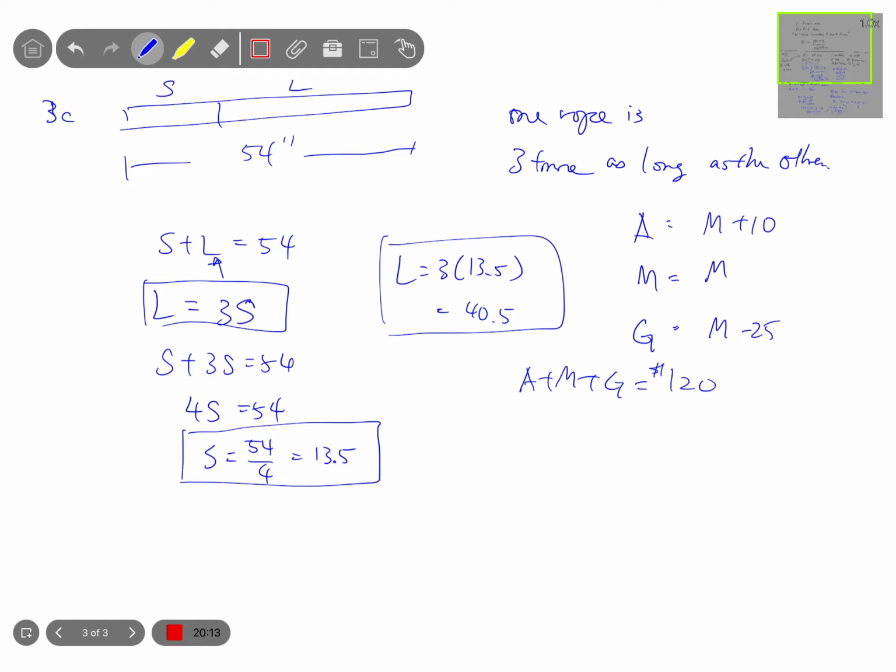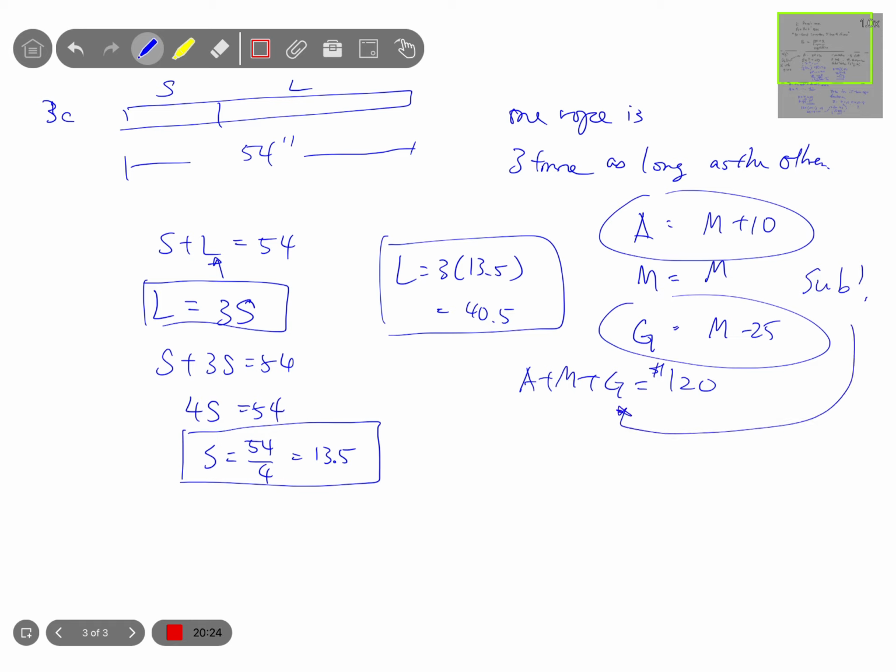I am going to let you finish this problem. Notice we got some substitution going on in here into the main equation. So plug everything in, you get m plus 10 plus m plus m minus 25 equal to 120, and solve for m. And notice everything else is determined by m. Okay?